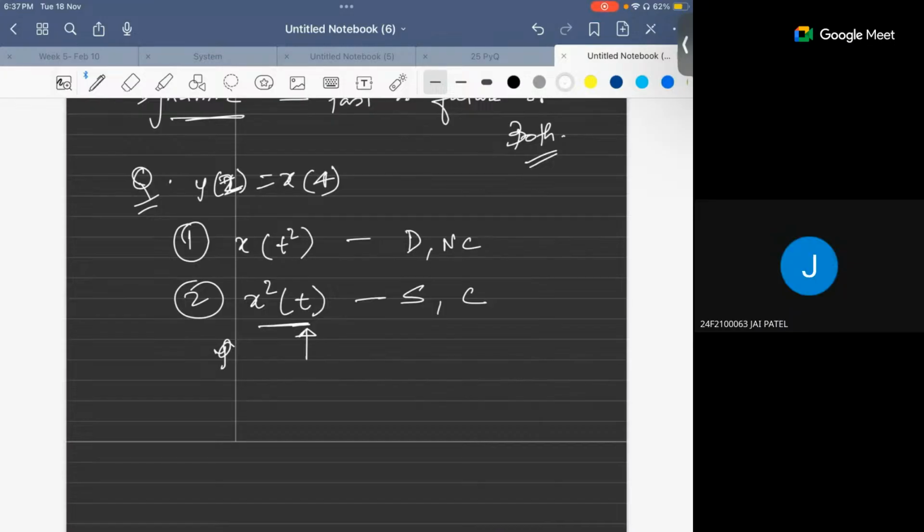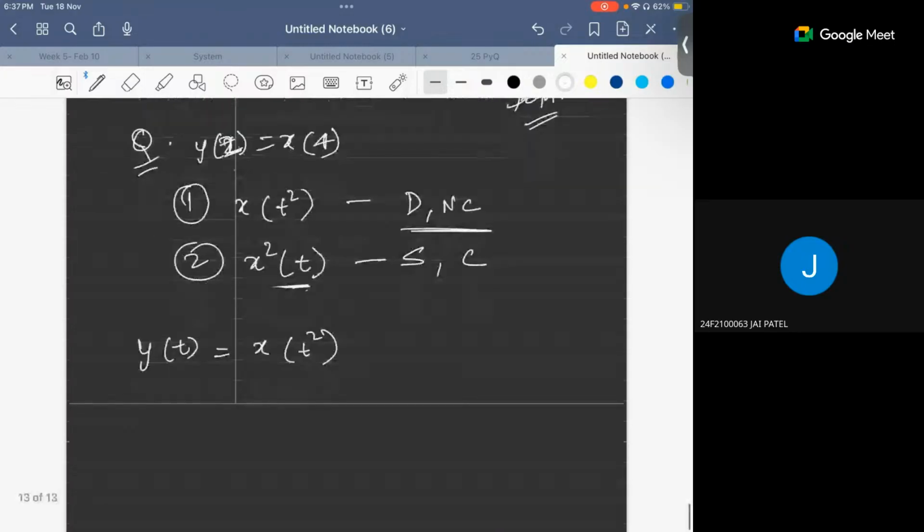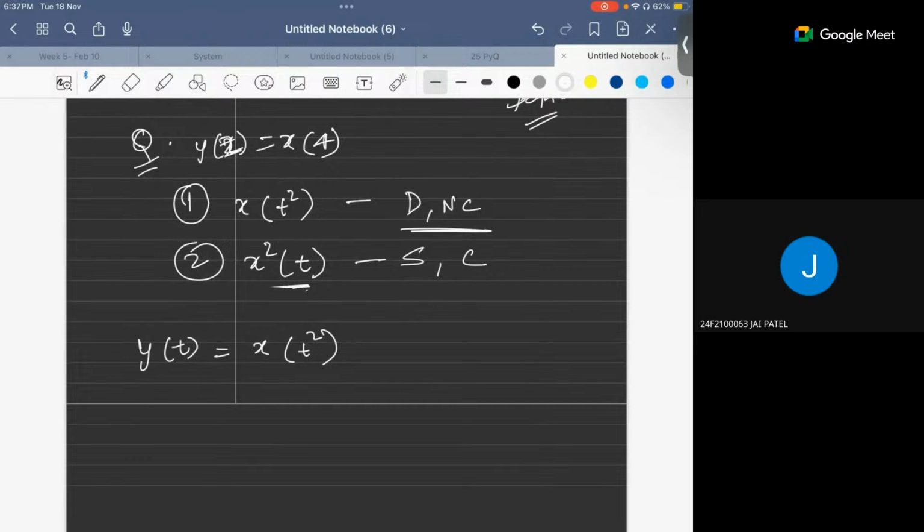Sir, can you explain this too? I didn't get the first one. Okay. The first one is y of t equals x of t square. If you have to check whether the given system is static or dynamic, see if only present terms are there, because static can't store any future or past things. If only present is available, then you can directly say it's static. Otherwise all the cases are dynamic. And the second thing about causal and non-causal: if we are able to see some future thing, you can directly call it non-causal.